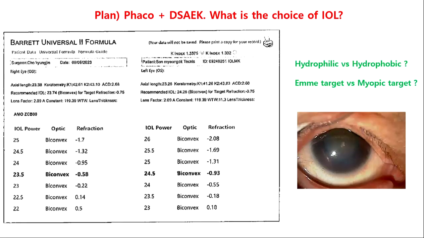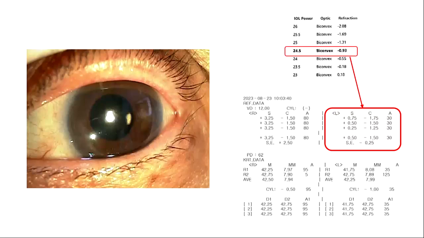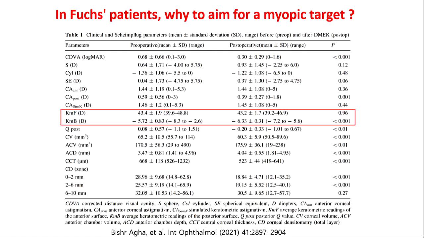What is the choice of the IOL? Hydrophilic versus hydrophobic, emmetropia target versus myopic target. We selected the hydrophobic IOL and a minus 0.9 target. The cornea became very clear and refraction was close to emmetropia after surgery.